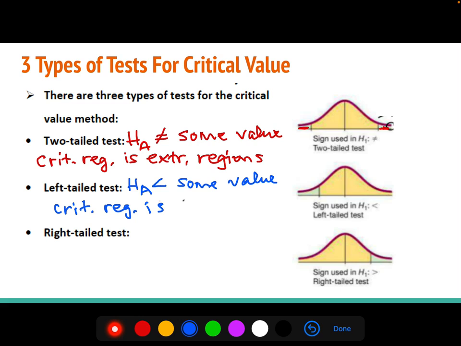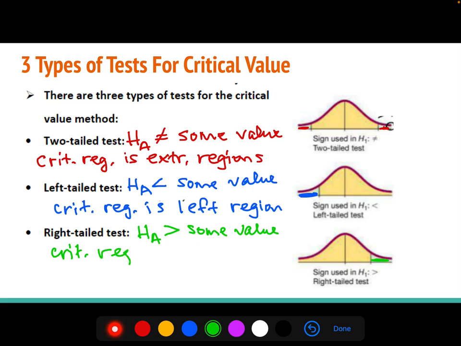is the left region. So less than, okay? Then your next one, your right-tailed test, is when your alternate hypothesis is greater than some value. And remember, this means your critical region is the right region. Now, why does this matter?